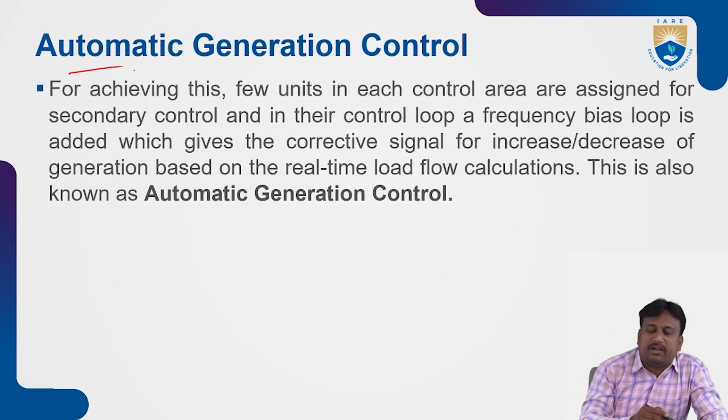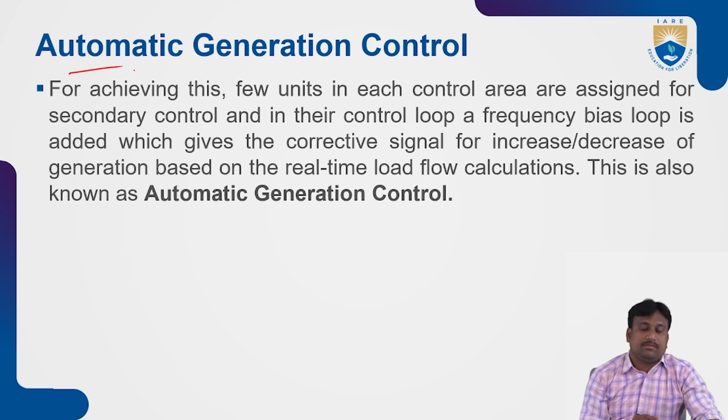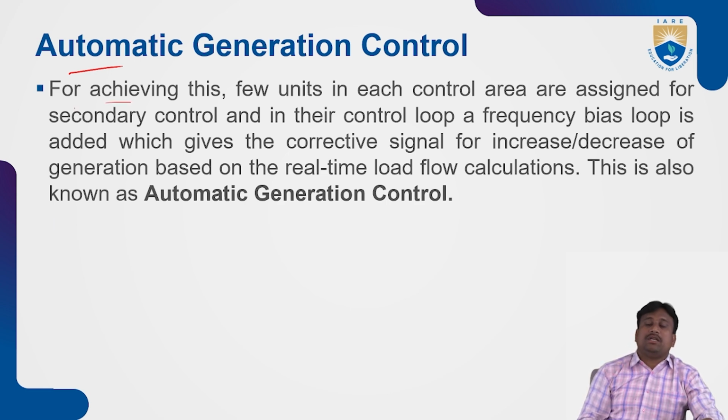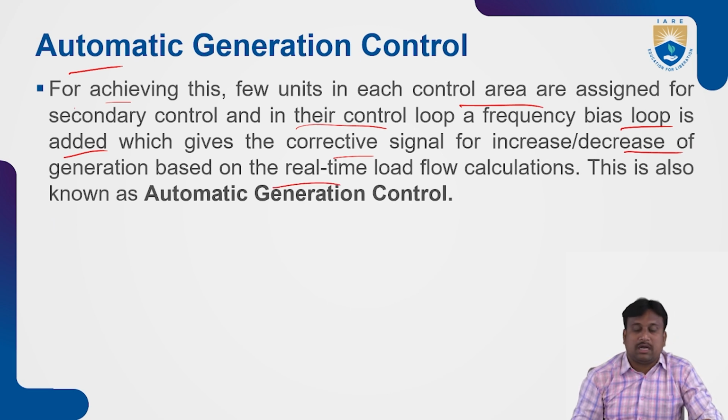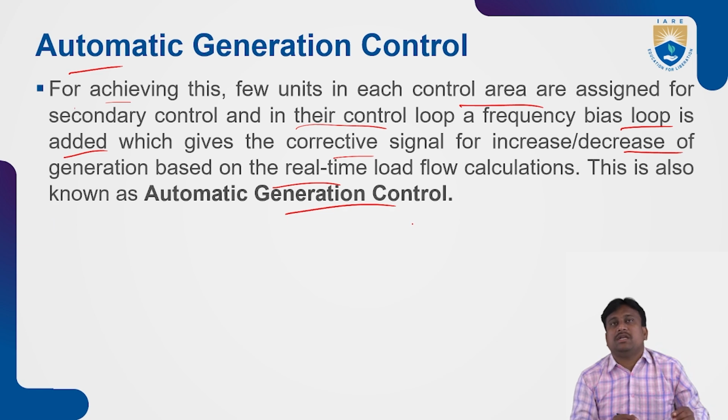Next, automatic generation control. What is AGC? Earlier we discussed some keynotes about automatic generation control. For achieving better control, a few units in each control area are assigned for secondary control, and in their control loop a frequency bias loop is added, which gives the corrective signal for increase or decrease of the generation. That is based on real-time load flow calculations. So this is also known as automatic generation control.